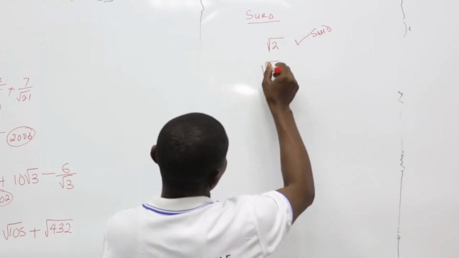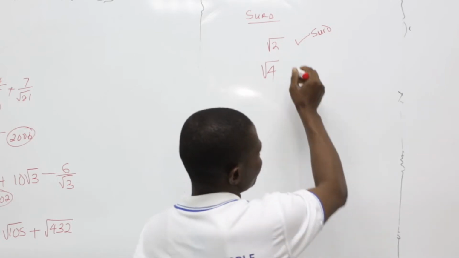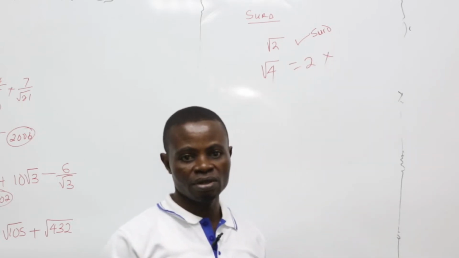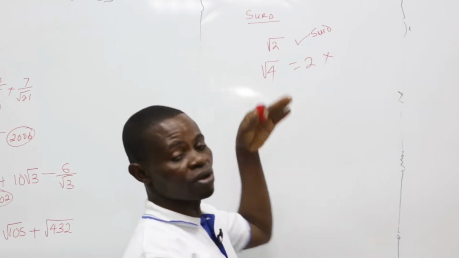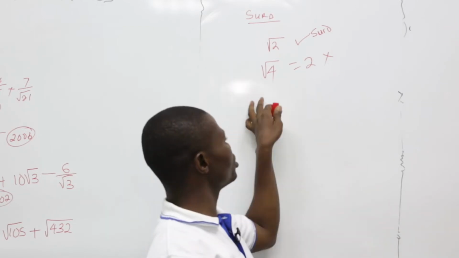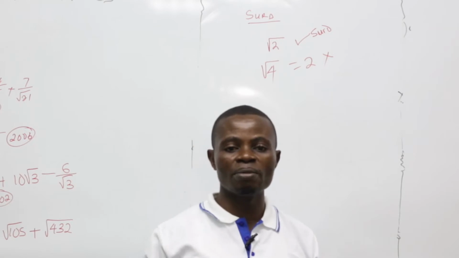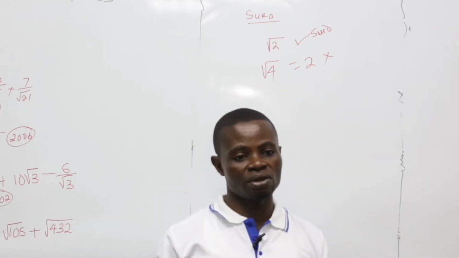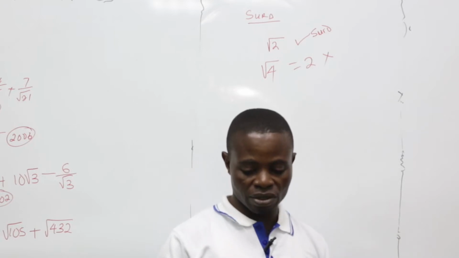Or if I say the square root of 4 is 2, therefore, it's not a surd. So when you take a square root of a number and the solution is not exactly a whole number, such square root is referred to as what? Surd. Let's solve.